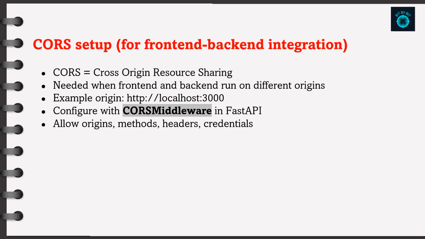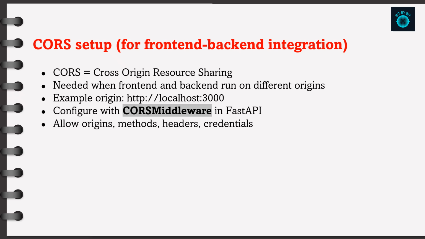Imagine you have a front-end running at http://localhost:3000, and your backend API is running at http://localhost:8000. Even though both are on your computer, they are considered different origins. By default, browsers block one origin from calling another. This is to protect users from malicious scripts. But in real projects, we often need the front end to talk to the back end. That is why we configure CORS.